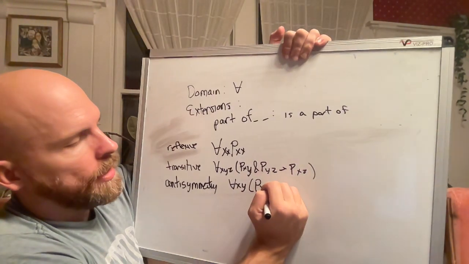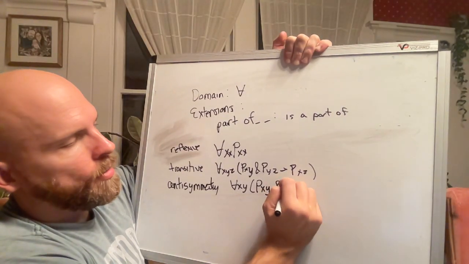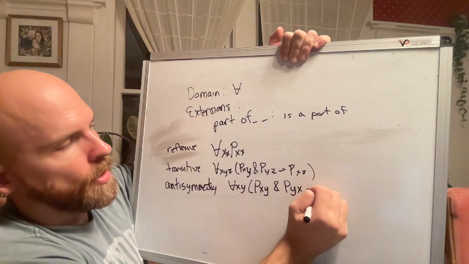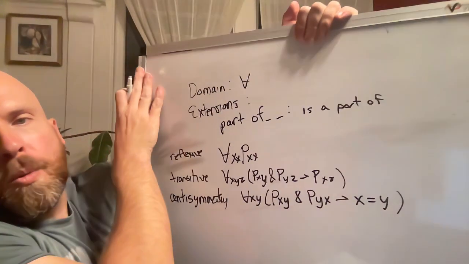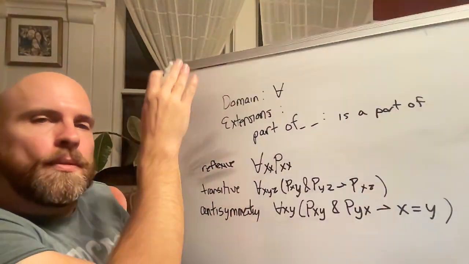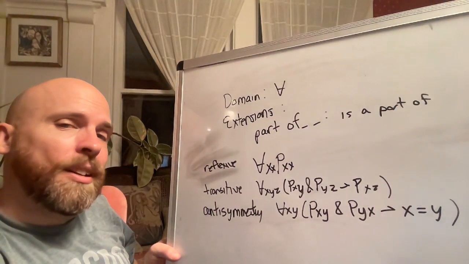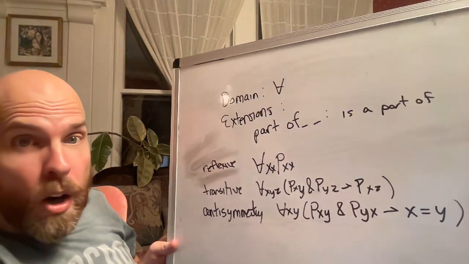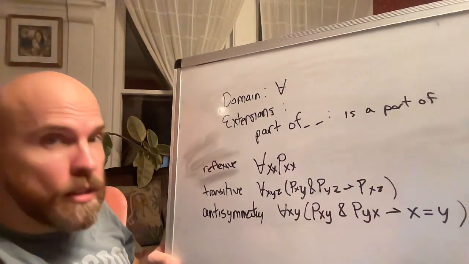So what does it say? If x is part of y and y is part of x, then x is equal to y. So this just says if you do have symmetry on the table, it turns out you were talking about one thing the whole time. You were wrong. There was just one thing. There wasn't two things. It's an illusion.